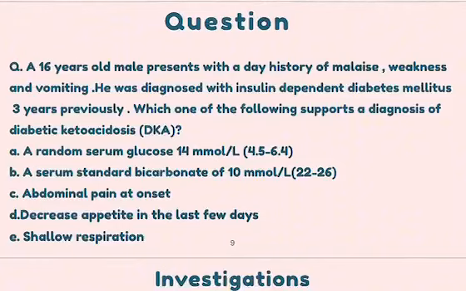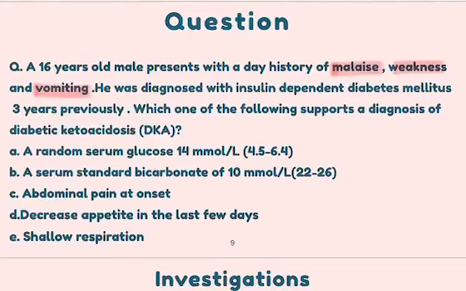Now, let us solve a question. A 16-year-old man presents with a history of malaise, weakness, and vomiting. He was diagnosed with insulin-dependent diabetes mellitus 3 years previously, which means it is type 1 diabetes mellitus. Which one of the following supports a diagnosis of diabetic ketoacidosis?